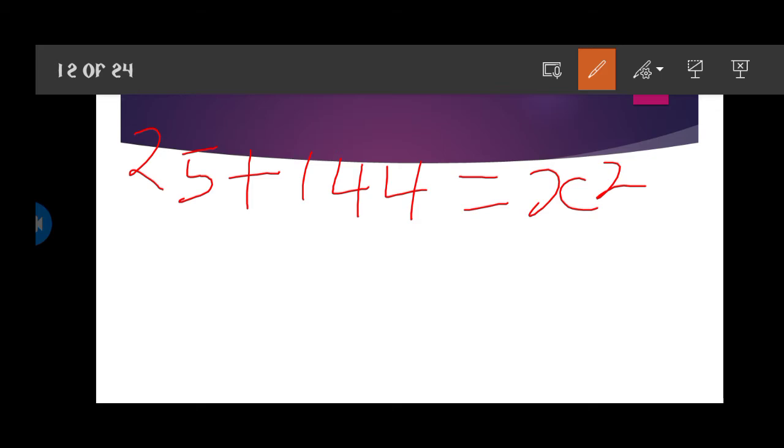So now we have 25 plus 144. What is it going to give us? Please do the addition for me. So I believe we'll be having 169. Yes, when you bring it together, you'll be having 169.